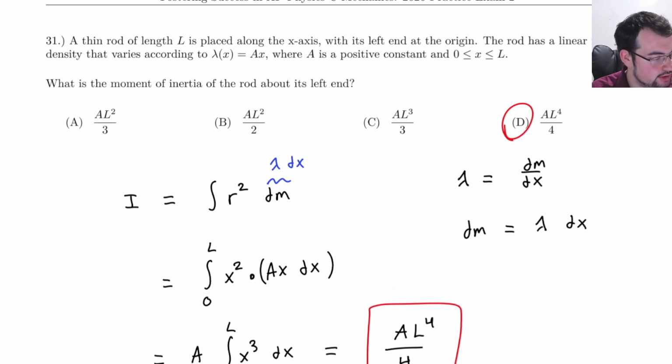Because you had to know that you had to add that square factor in, we're going to give that a 2 star. It's not just a basic integral, you had to substitute the lambda in.